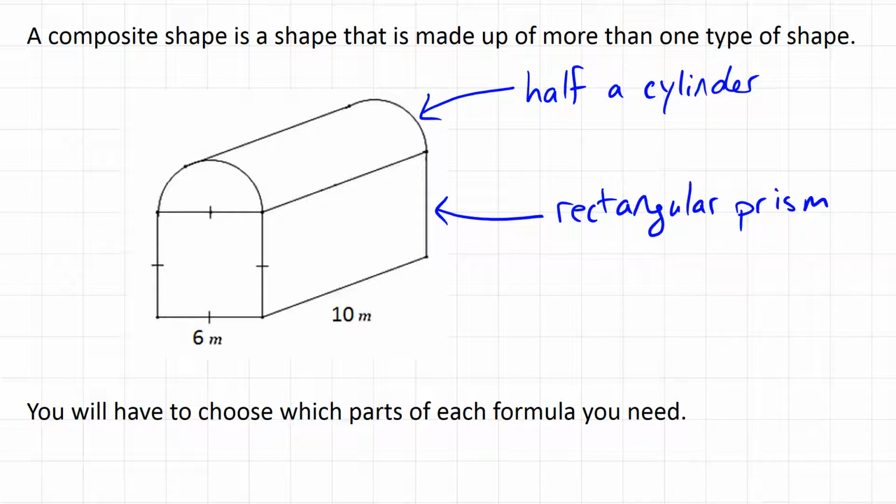And so this composite shape is made of these two parts, and if we wanted to calculate the surface area of a shape like this, we would have to pick the parts of each shape's formula that we need to calculate the total surface area.